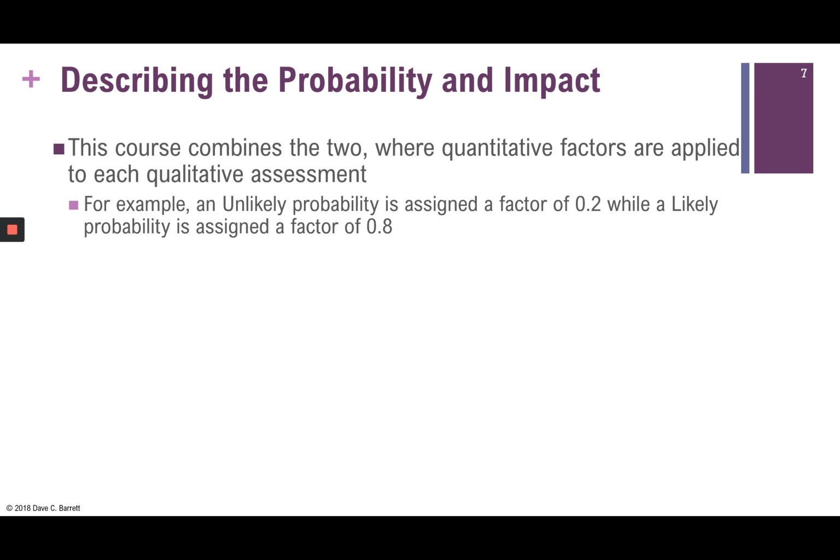And this is a system that's been set up. You can see that 0.2 is less than 0.8, which is unlikely is less than likely. So it's a process that we're setting up, a system.